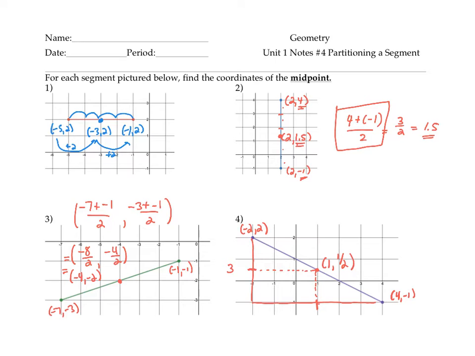So let's check it out. So the x's are -2 and 4. Divide that by 2. Y's are 2 and -1. Divide that by 2. And so check it out. We have 2 over 2 and 1 over 2. And that's just going to simplify to 1, 1/2, just like we thought.